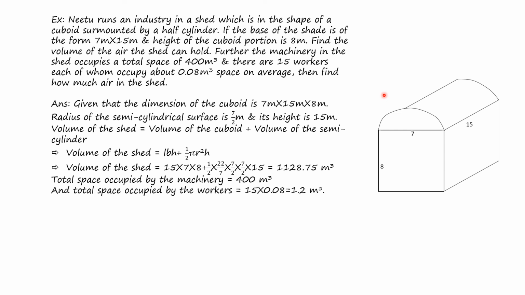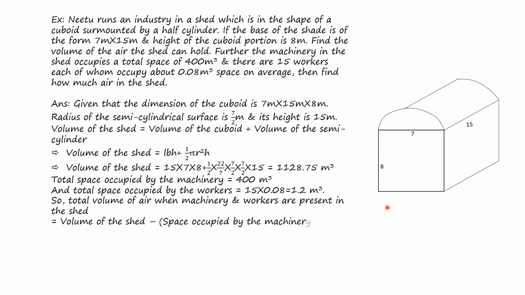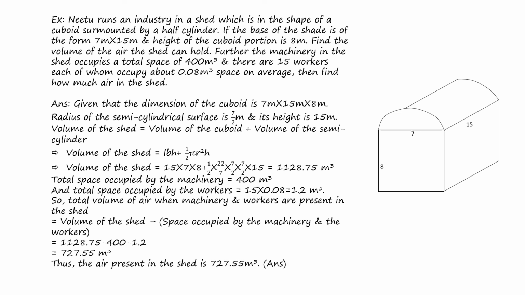Now total space occupied by the machinery is 400 meter cube, and total space occupied by the workers, there are 15 workers and each occupy around 0.08 meter cube. So it is 15 into 0.08, or it is nothing but 1.2 meter cube. So the total volume of the air in the set is volume of the set minus space occupied by the machinery and the workers both, or it is 1128.75 minus 400 minus 1.2, that is 727.55 meter cube. Thus, the air present in the set is 727.55 meter cube, which is the answer.